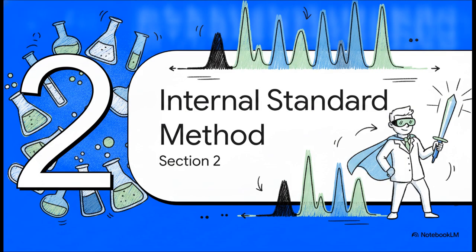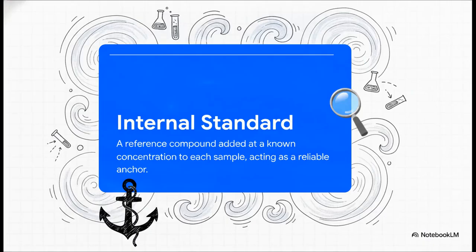Moving right along to Section 2, the internal standard solution. Okay, so what exactly is this method? Basically, an internal standard is a reference compound that you add at a known, specific concentration right into every single one of your samples. I like to think of it as dropping a steadfast anchor straight into the chaotic sea of your sample mixture. Because this anchor goes through the exact same instrument fluctuations and injection volume changes as your target compounds, well, whatever happens to the sample happens to the standard.